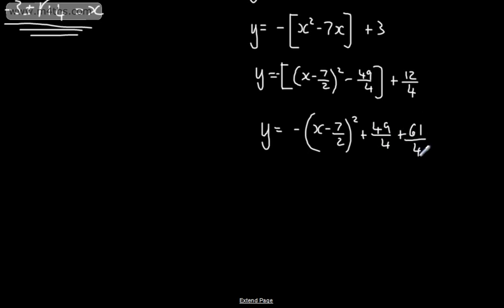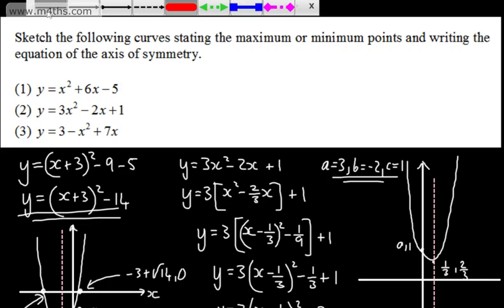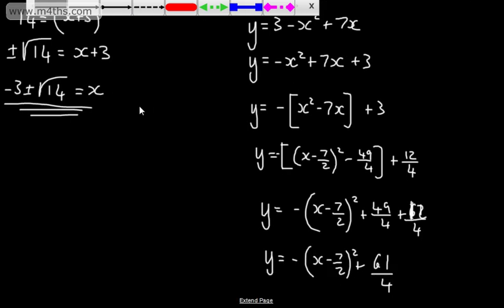And this is one that we looked at before. So if we look at this now, y is going to be equal now to negative, then x minus 7 over 2 all squared, plus now, let's just put the 12 over 4. I've already added it in my head, plus 12 over 4, which is going to give us plus the 61 over 4. So if we wanted to go ahead and sketch this, let's go ahead and do that. We can now sketch this up.